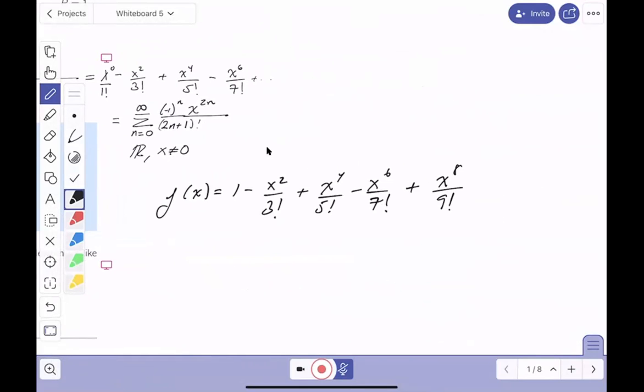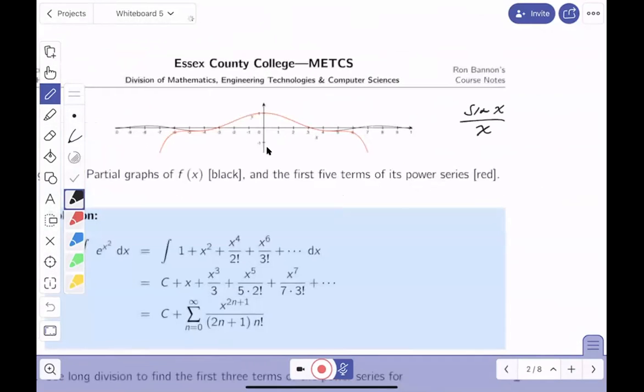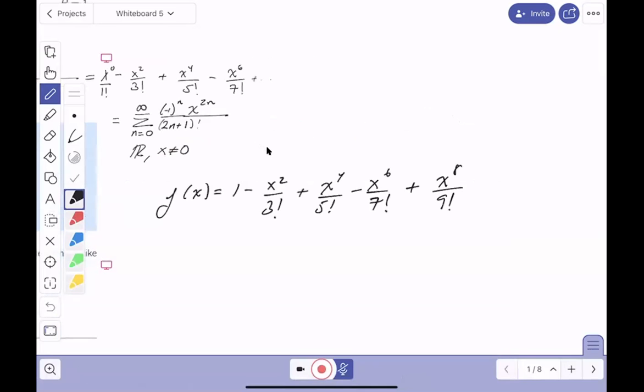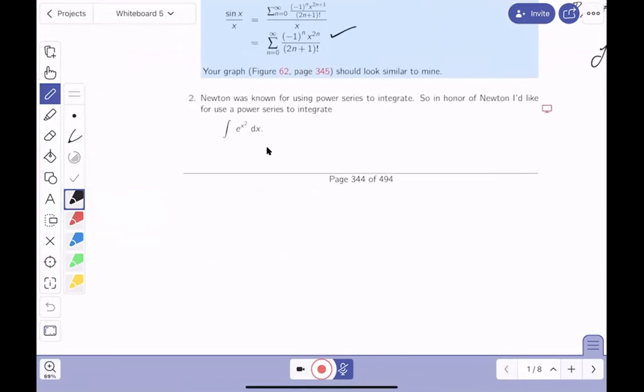But again, if you're struggling with use of technology, I want to encourage you to come by during office hours, and we'll go through that with you. All right. So the black curve is the sine x over x, and this one is that 5 terms that we talked about. All right, let me go back, and I got the graph done. I want to look at this guy over here.